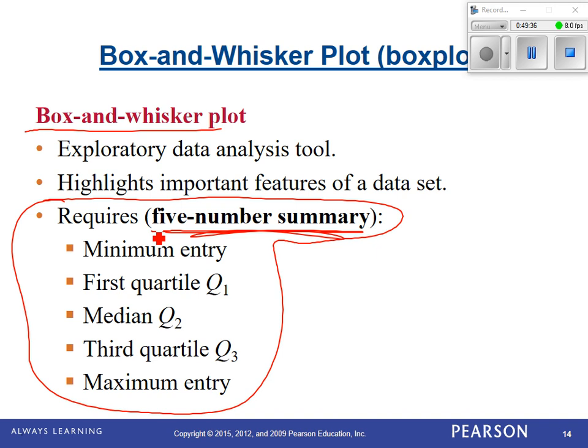Why is it called a 5-number summary? Means 5 numbers. Math people are very creative. So we need to know the minimum, maximum, quartile 1, quartile 2, and quartile 3. From all that, we're going to be able to draw a box and whisker plot.